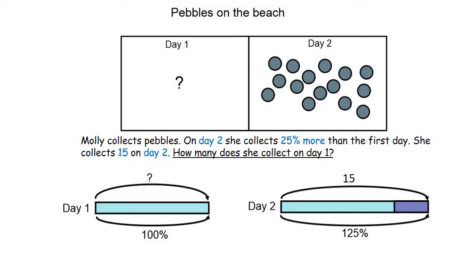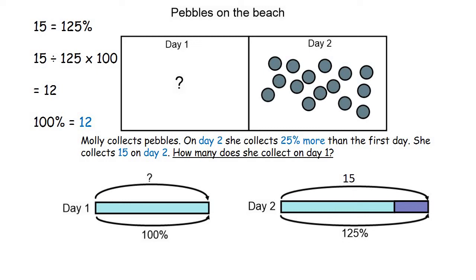So the way to work these questions out is to find 1% using the information from day 2 and then multiply by 100 to get the original 100% from day 1. So we know that 15 pebbles is equal to 125% of the total. To get 1%, we divide by 125, and then to get 100, we times by 100. So 15 divided by 125 gives us 1%. Then we multiply by 100 to get 100%, which is the original amount, which is 12 pebbles.